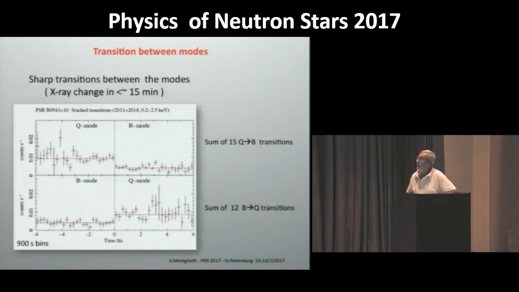Another thing that we checked is the time scale on which the transition occurs. Of course, with the statistics of X-rays, we cannot go to the single pulses as is done in radio, but by stacking all the transitions from Q to B, we have 15 of them, and 12 transitions from B to Q, we get these light curves in which we don't see any evidence of resolved variation in the flux. But the bin size is only 15 minutes in this kind of light curves. We cannot do better with the current instruments.